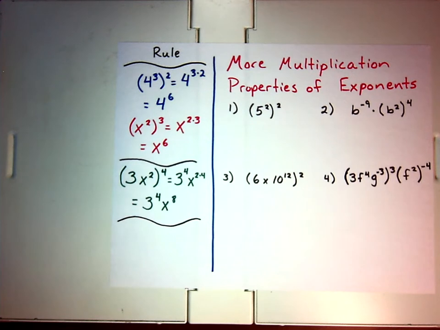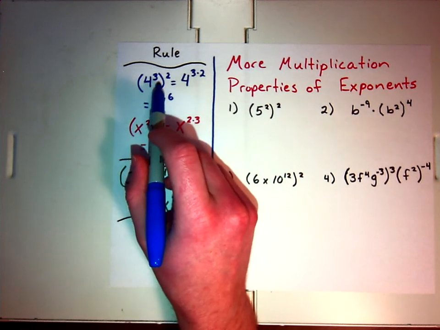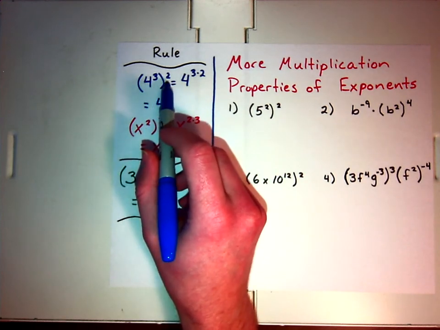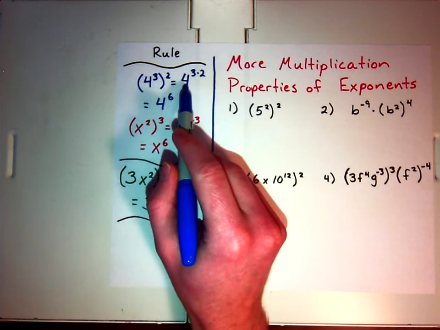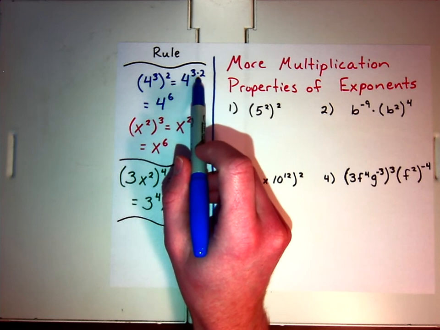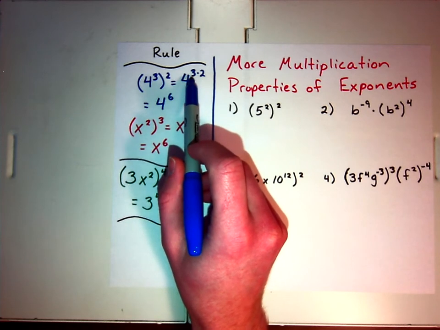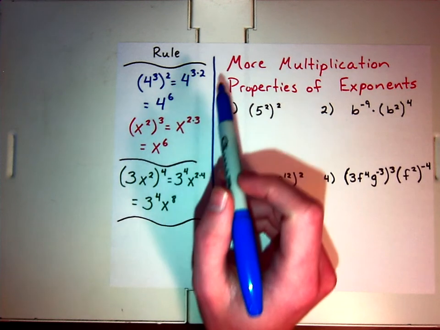In this lesson, we're talking about more multiplication properties of exponents. What we're looking at this time is what happens when you raise a power to another power. For example, 4 to the third power raised to the second power. This is raising a power to a power. What you'll do is multiply the two exponents. So in this case, it's 3 times 2, which is 6.